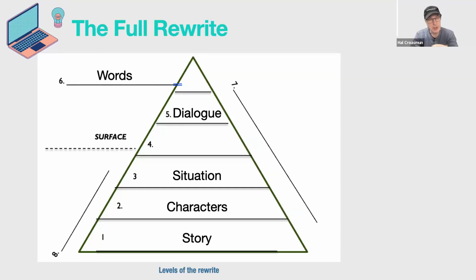Above that is situation. And this is something that I think is an untapped opportunity for a lot of people. If you look through your script and you see very many scenes that are basically two people talking to each other, unless their conversation is something that is a threat to their lives, very likely you're missing a situation. And a situation is the circumstances of this scene that in one way or another threaten one or more of those characters, right?